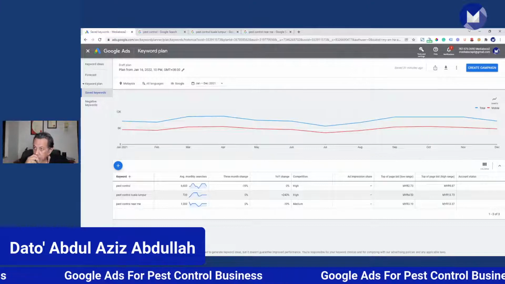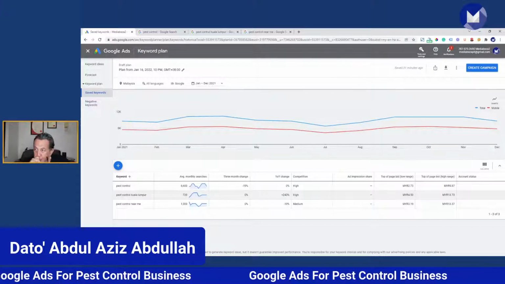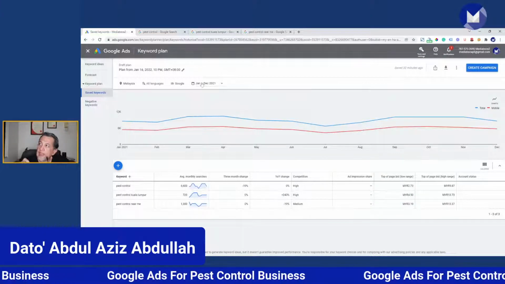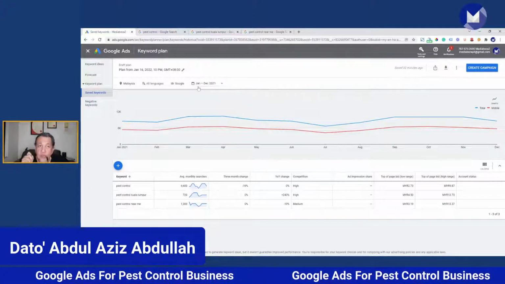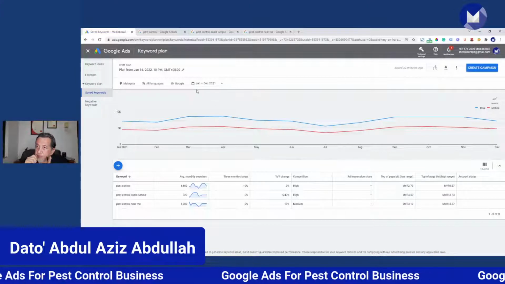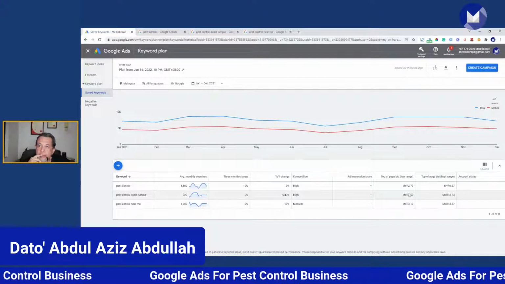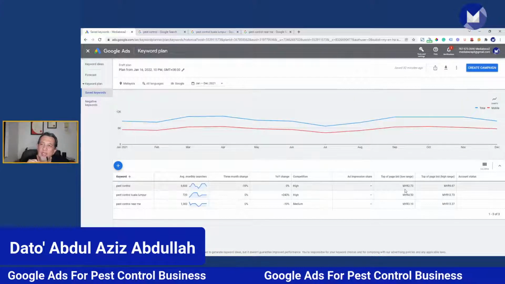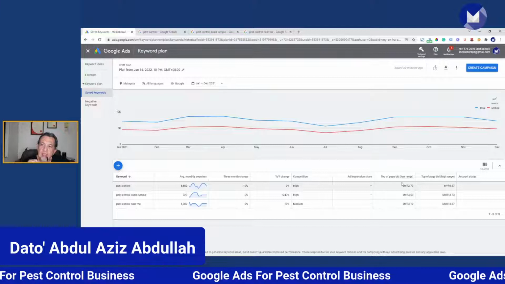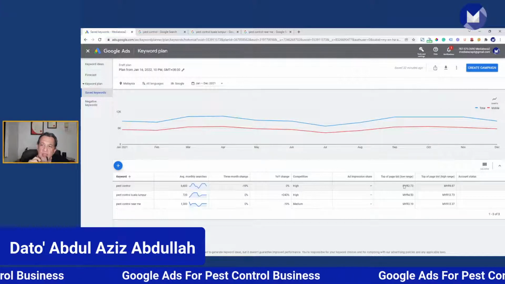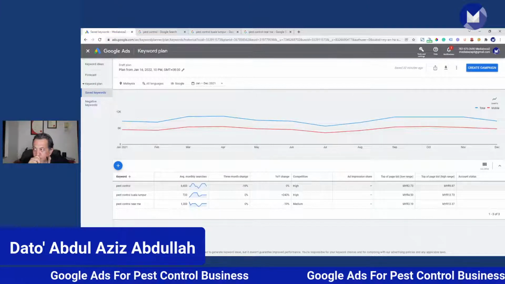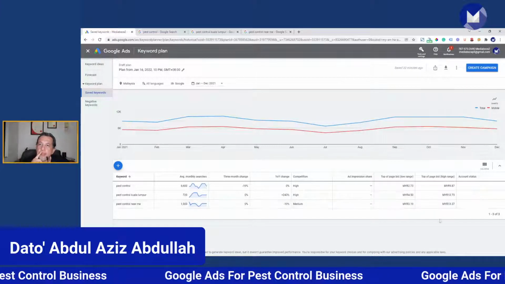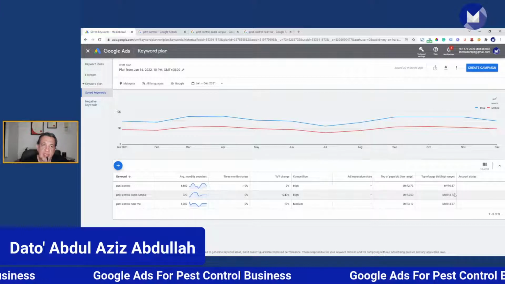Okay, so if you look at these keywords, this whole data here is 1 year of data, from January to December of 2021. So these are the prices that we can go in at. It's quite high, right? If you look at the top of the page bid, it's $2.73 for pest control, but then the top of the page bid high range is RM9.87.